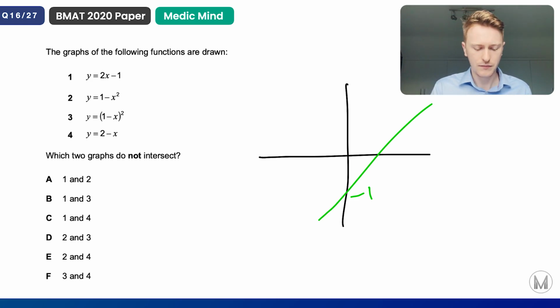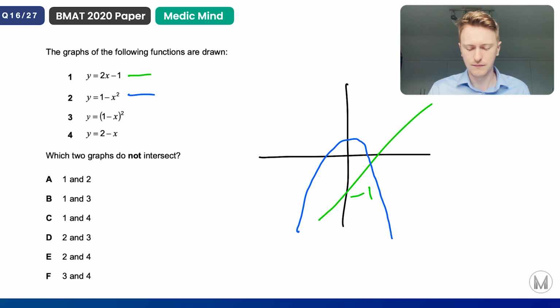Graph number 2, I'm just going to color code it. Graph number 2 is 1 minus x squared. So let's do that in blue. It's got an intercept of the y-axis of 1, and it's a minus x squared graph. So it's going to look a little bit like this, crossing at 1. You can already see that these guys intersect.